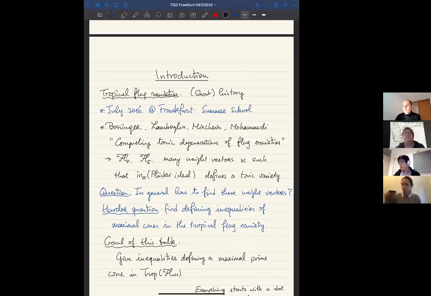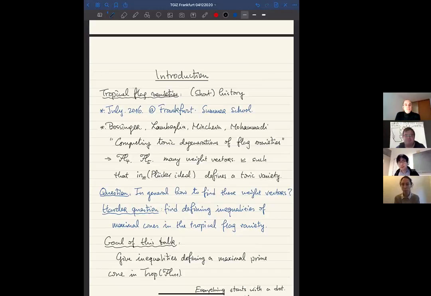And then one year later, Laha, Sarah, Kalina, and Fatemeh wrote a paper on the first study of these tropical flag varieties. They called it computing toric degenerations of flag varieties. Essentially, in this paper, they first give a package for computing these tropical flag varieties, and in small rank examples like flag 4 or flag 5, they gave many weight vectors such that the initial part associated to this vector of the Plücker ideal defines a toric variety.